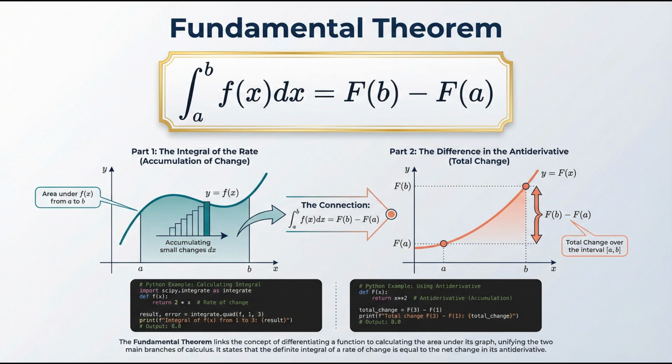This leads to the most important concept, the fundamental theorem of calculus. It connects the two branches. It states that to find the definite integral of a function, you simply find its antiderivative, F, and subtract the value at the start from the value at the end, F of b minus F of a.